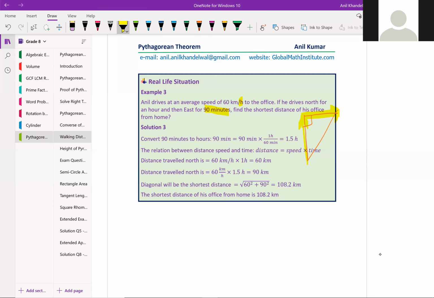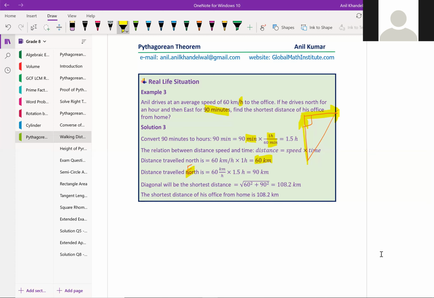So can you please read the steps for me? Yes. Convert 90 minutes to hours. So 90 minutes times an hour over 60 minutes gives you the equivalent of 1.5 hours. The relation between distance, speed, and time is distance equals speed times time. Distance traveled is 60 kilometers times 1, which is 60 kilometers. Distance traveled east is 60 kilometers per hour times 1.5 hours, which equals 90 kilometers. Then we substitute this into the formula, the square root of 60 squared plus 90 squared, and we get our distance of 108.2 kilometers. Correct.